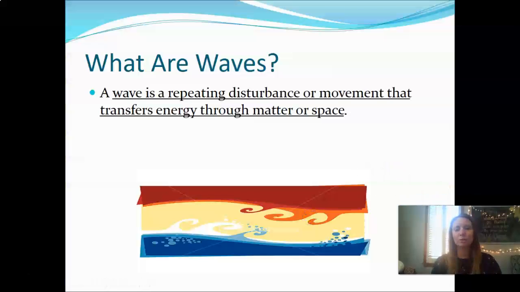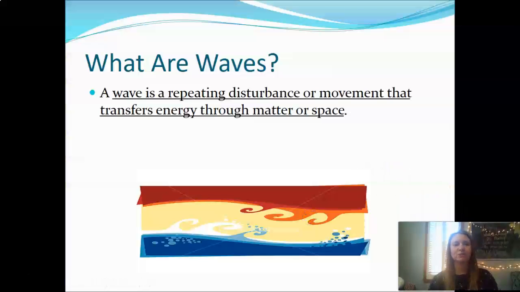So we're going to start out with just talking about waves in general. It is a repeating disturbance or movement that transfers energy through matter or space. So once again, it is a way in which energy can cause a system of particles to move back and forth, back and forth, back and forth. So the ocean waves, it's just energy that is moving the water.